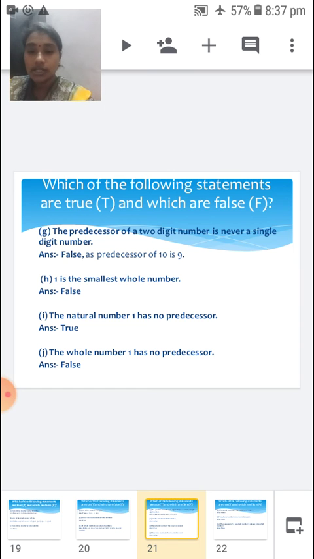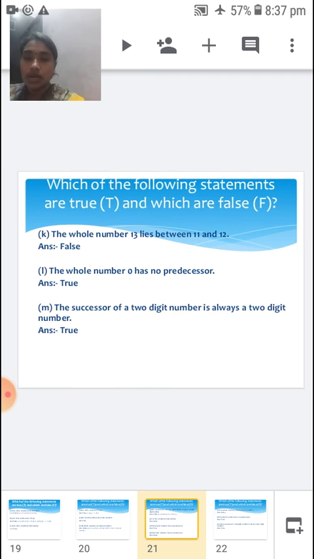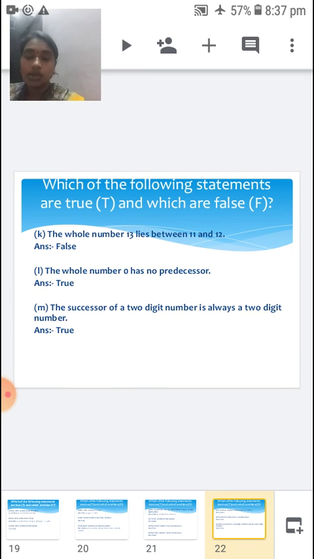So we move on to the next question. The whole number 1 has no predecessor. So here is again a twist. Since whole numbers start with 0, the answer is false. Okay, children, the whole number always has 0 as a starting number. So now let's move on to the next sum.